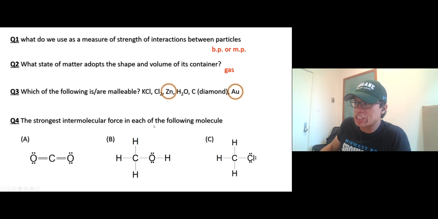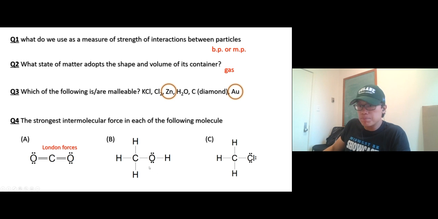All right, next one. Find the strongest intermolecular forces in each of the following molecules. Okay, so carbon dioxide, we haven't learned it yet, but carbon dioxide is non-polar, so not hydrogen bond, not dipole-dipole. It's not an ionic compound, not a metallic compound, so no ionic bond, no metallic bond. The interaction between carbon dioxide molecules is London forces. We'll learn it later in a bit.